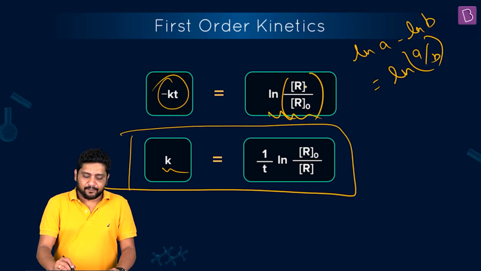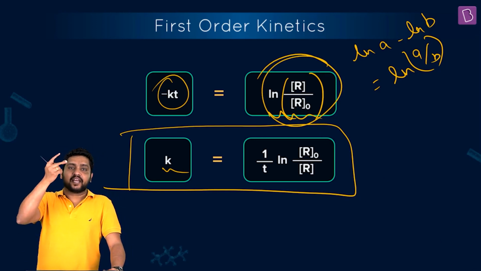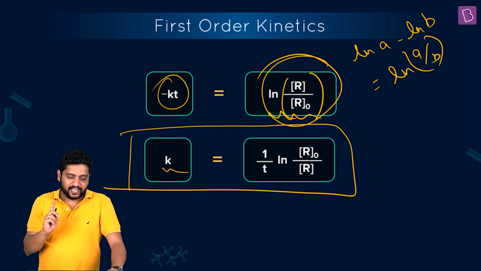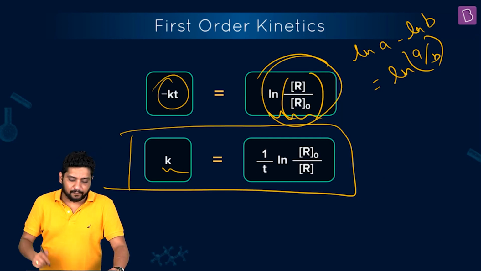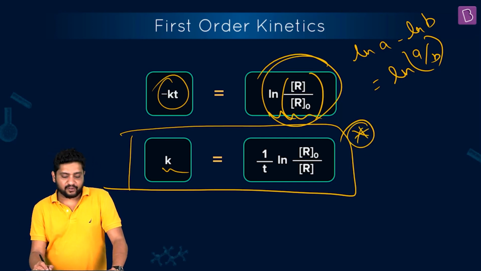How did we get this? When we reverse this first one, ln r upon r naught, we will get minus ln r naught by r. Minus minus we cancel, and we get k is equal to 1 by t ln r naught by r. This is written here because this is an important equation to remember. Analysis of first order kinetics.